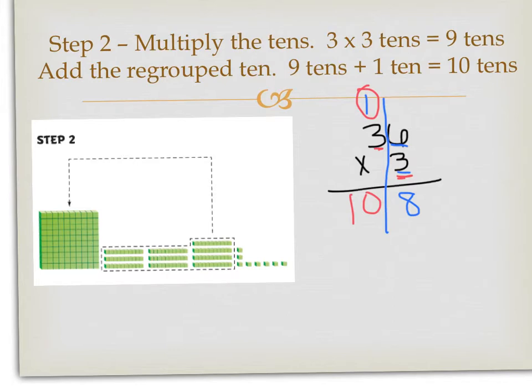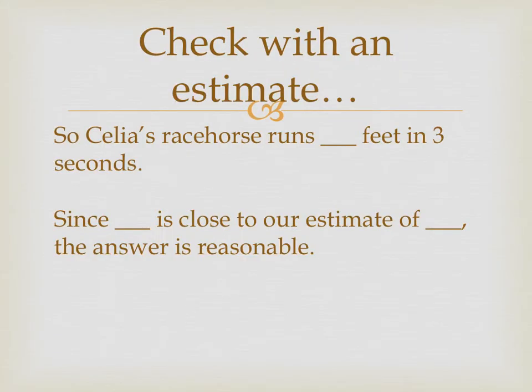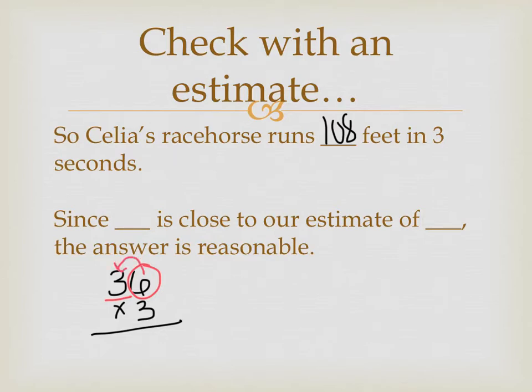Let's try again. Now that we know Celia's racehorse runs 108 feet in 3 seconds, let's check with an estimate to see if it makes sense. Our problem was 36 times 3. If I'm going to estimate, I want to round 36 to the nearest 10. Since it has a 6 in the ones place, 5 or more I raise the score, and 36 rounds to 40.